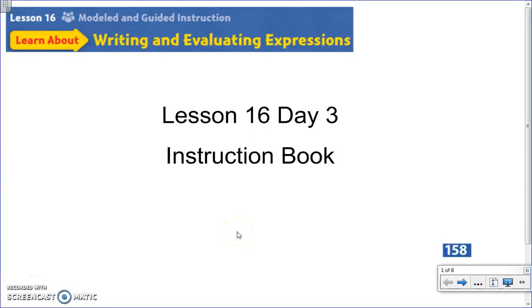Alright, this is Mr. Gillen, and today we are going to continue writing and evaluating expressions. This is your instruction book on page 158.